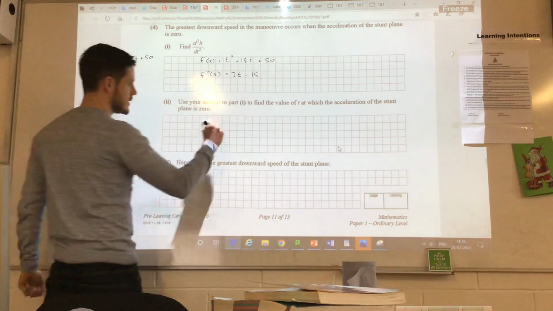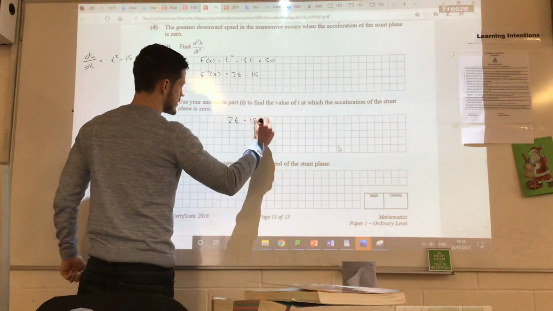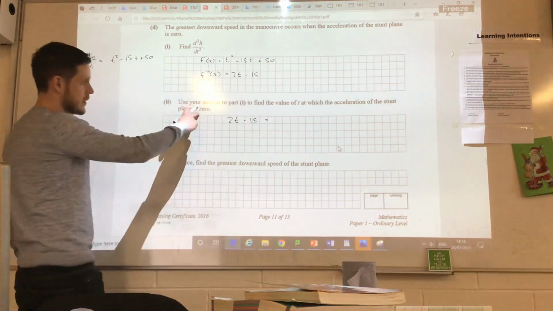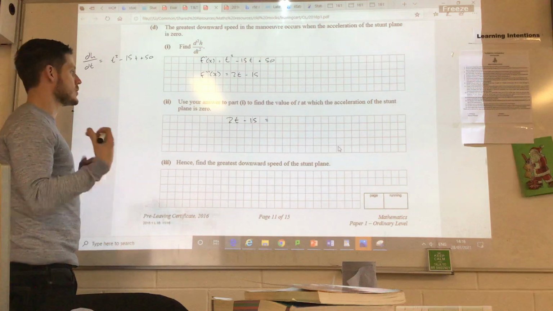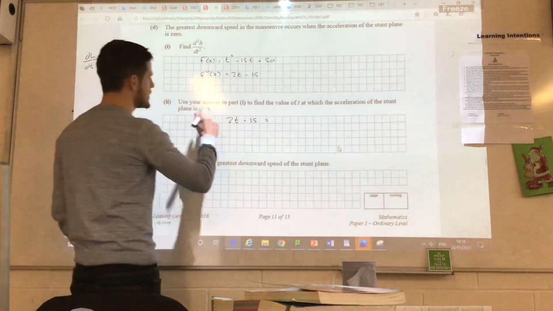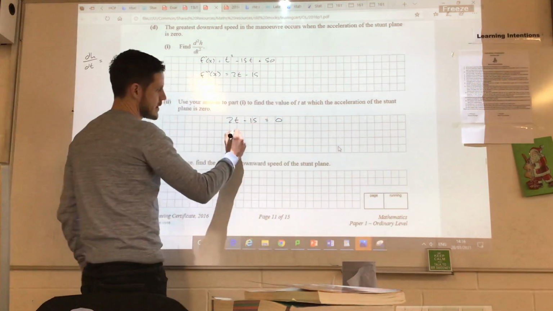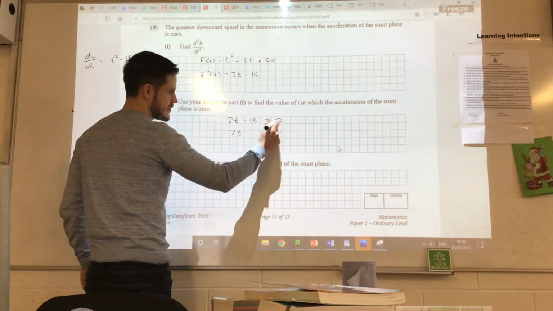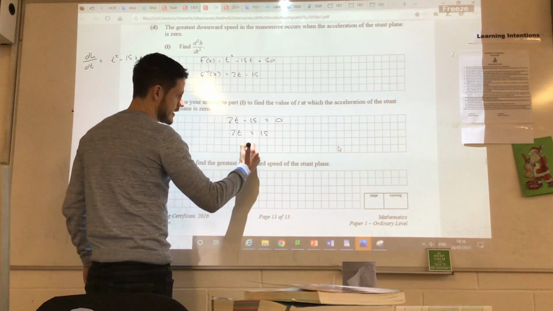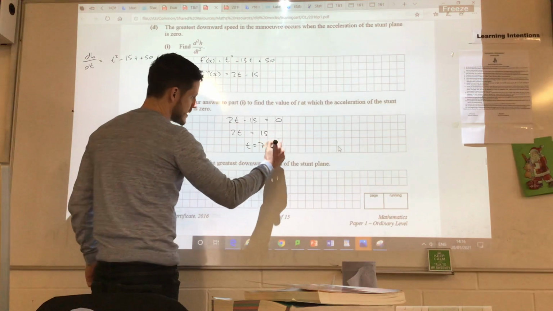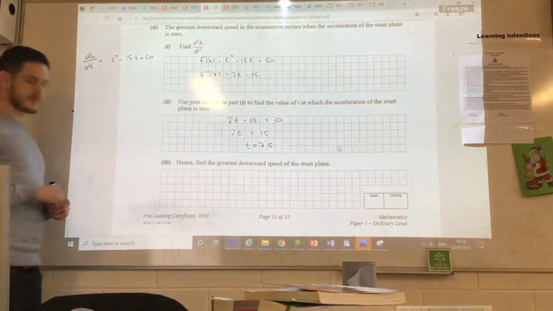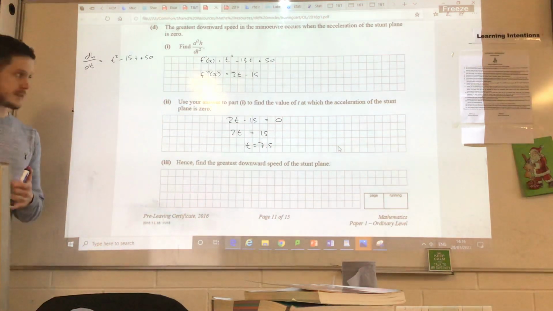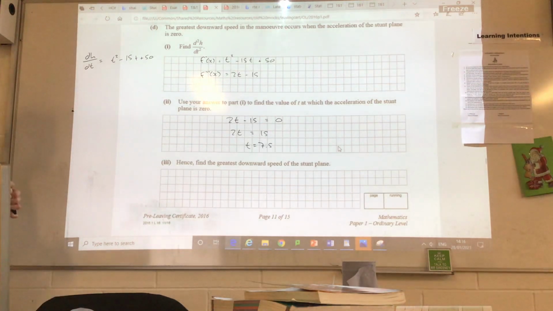So we're just going to go 2t minus 15 defines our acceleration. The answer is 0. If it wanted the acceleration of 100, we'd make it equal to 100, but we want the acceleration of 0, so we make it equal to 0. So we get 2t, bring your 15 over, becomes plus 15, and then t is going to be equal to 7.5 seconds. So that means that at 7.5 seconds, the acceleration of the stunt plane is 0.